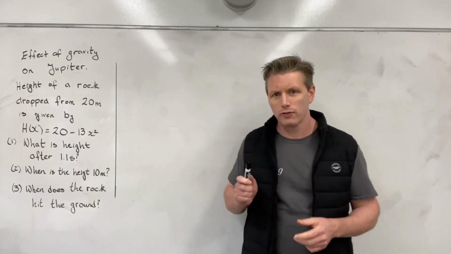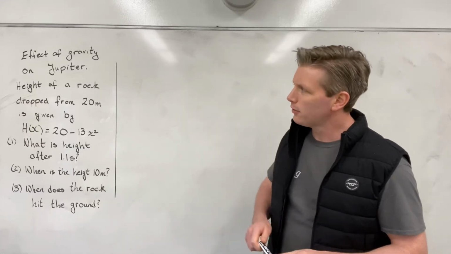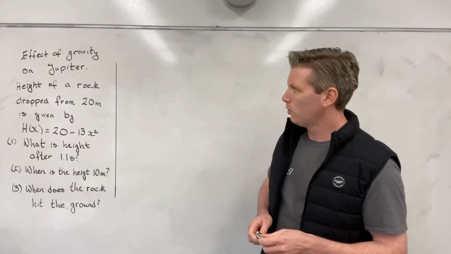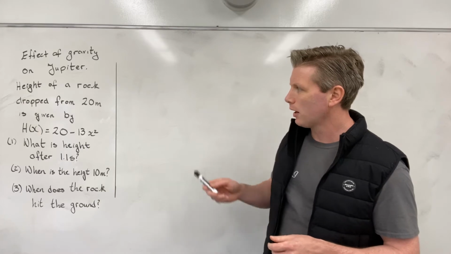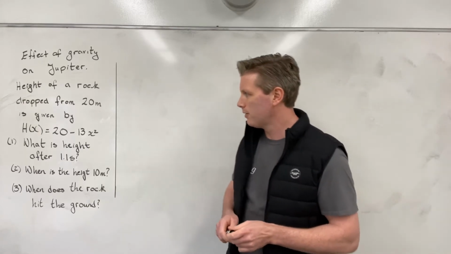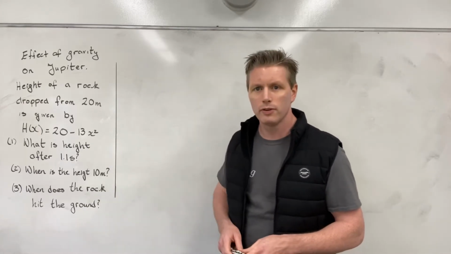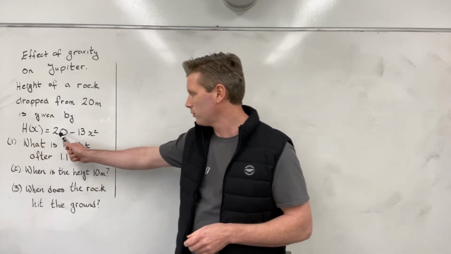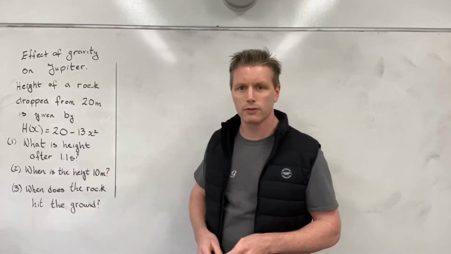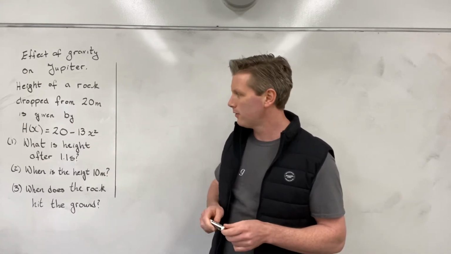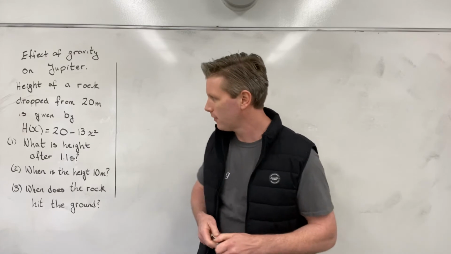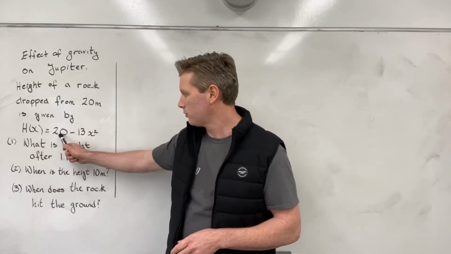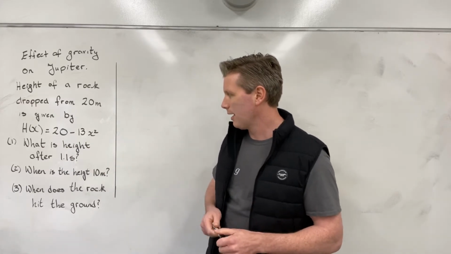Hey guys, so in this video I'm going to be answering this question about the effect of gravity on Jupiter. The height of a rock dropped from 20 meters is given by this function, where h of x is equal to 20 minus 13x squared, and x is the time measured in seconds. So this is height as a function of time.